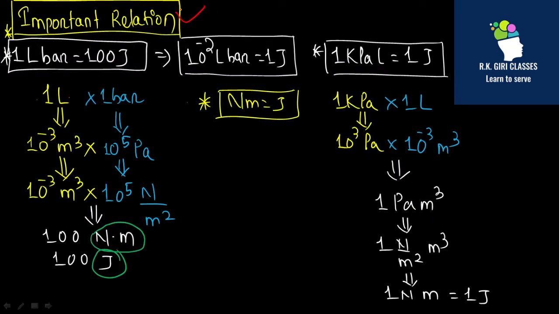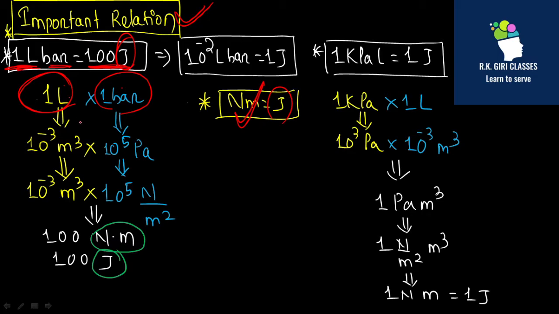Now an important relation you have to remember: 1 liter bar is equal to 100 joule. How? Because 1 liter bar means 1 liter into 1 bar. When you are converting to joule, you are converting 1 bar 1 liter. Someone asks you to convert 1 bar 1 liter into joule. Remember this one: Newton into meter always.